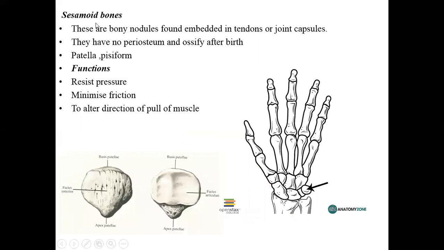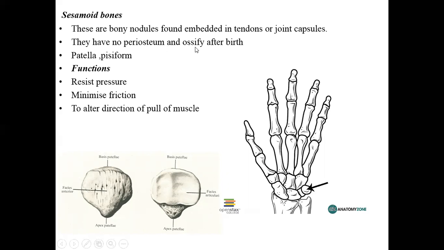Coming to the next bone, sesamoid bones. Remember, we are classifying these bones according to their size and shape. Sesamoid bones are like nodules, and they are embedded in tendons or joint capsules. So they are usually seen in the tendon. We saw the tendon yesterday. What is a tendon? What is a muscle? Inside the tendon you may have some bones, and they are sesamoid bones, or they can also be seen in joint capsules, inside or near the joints.